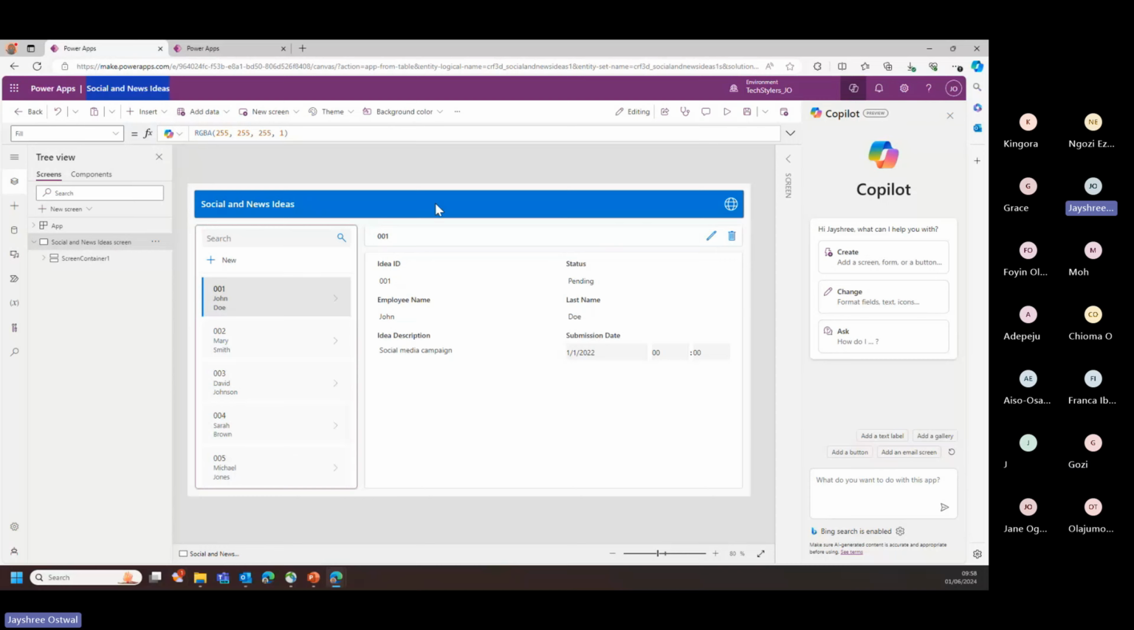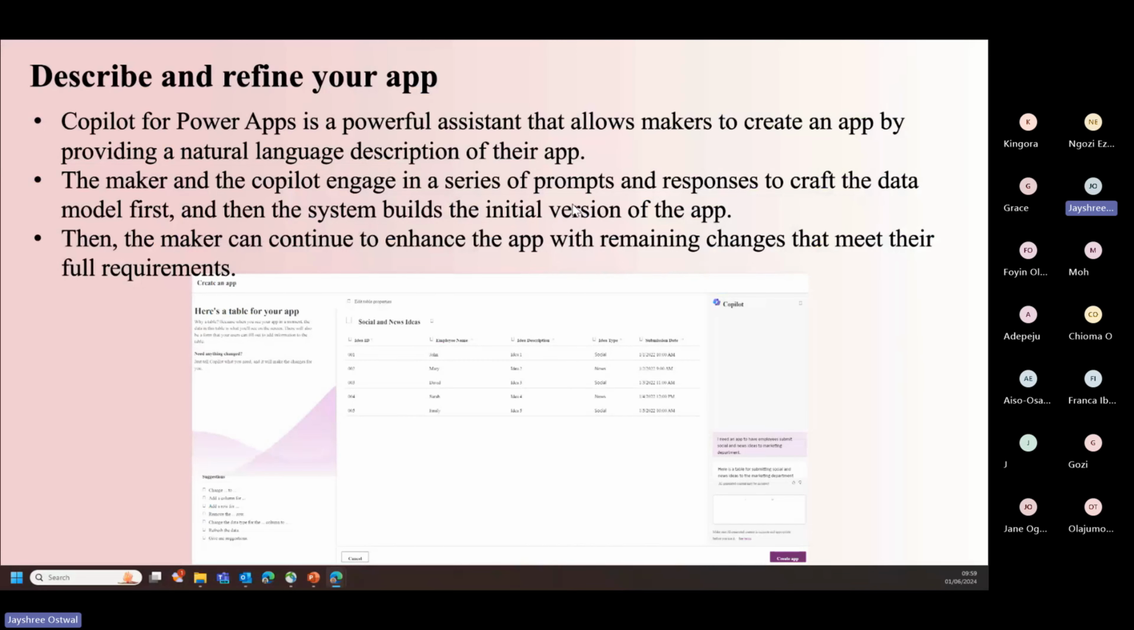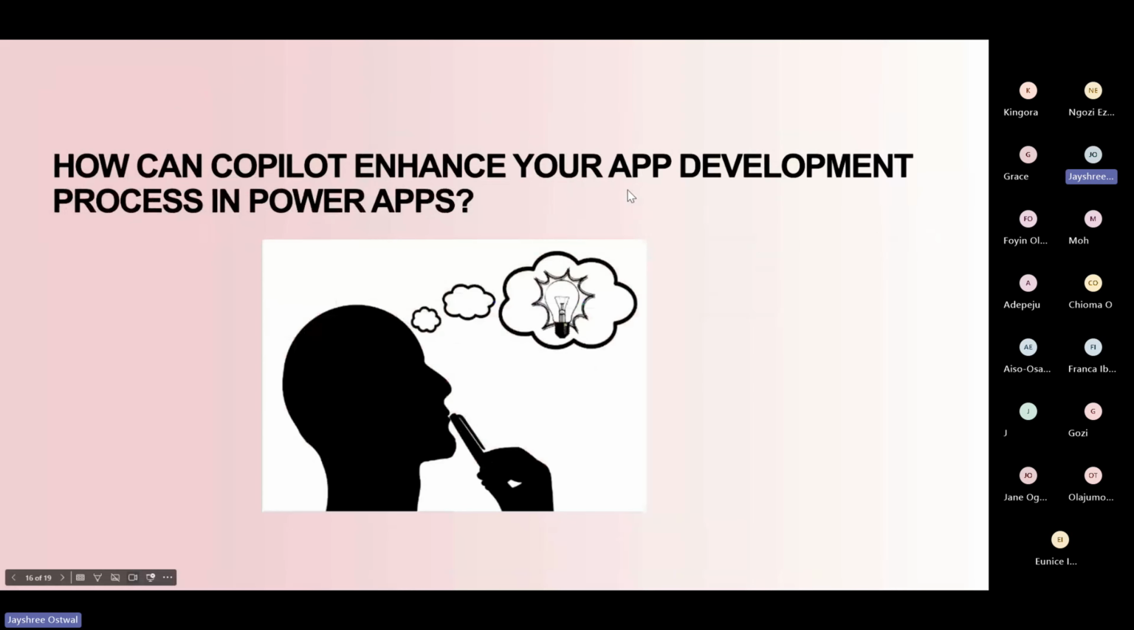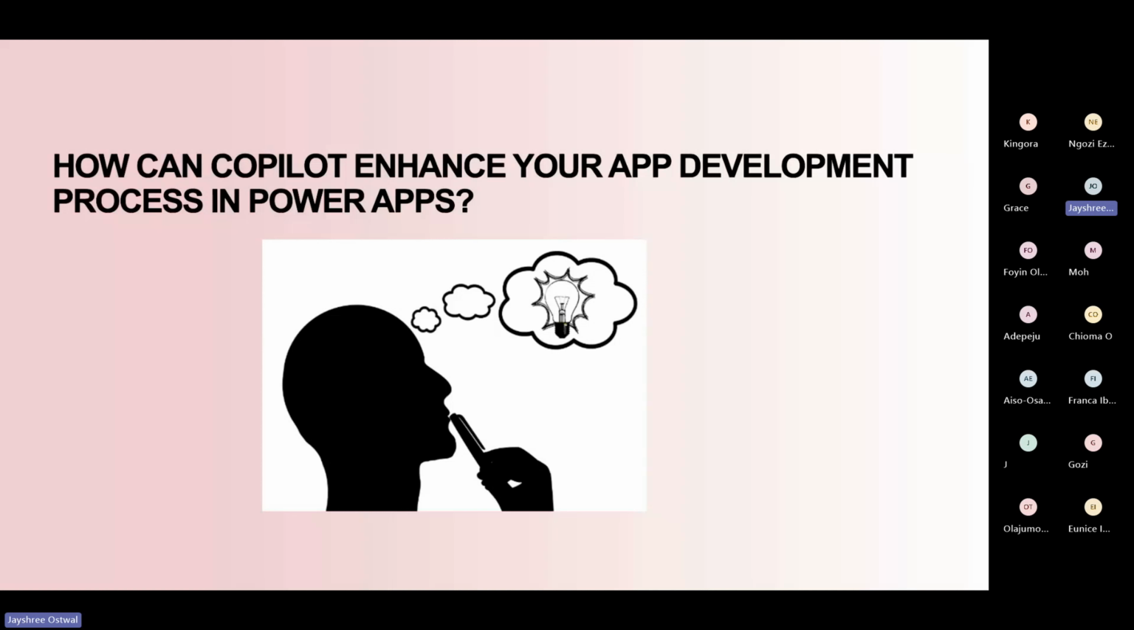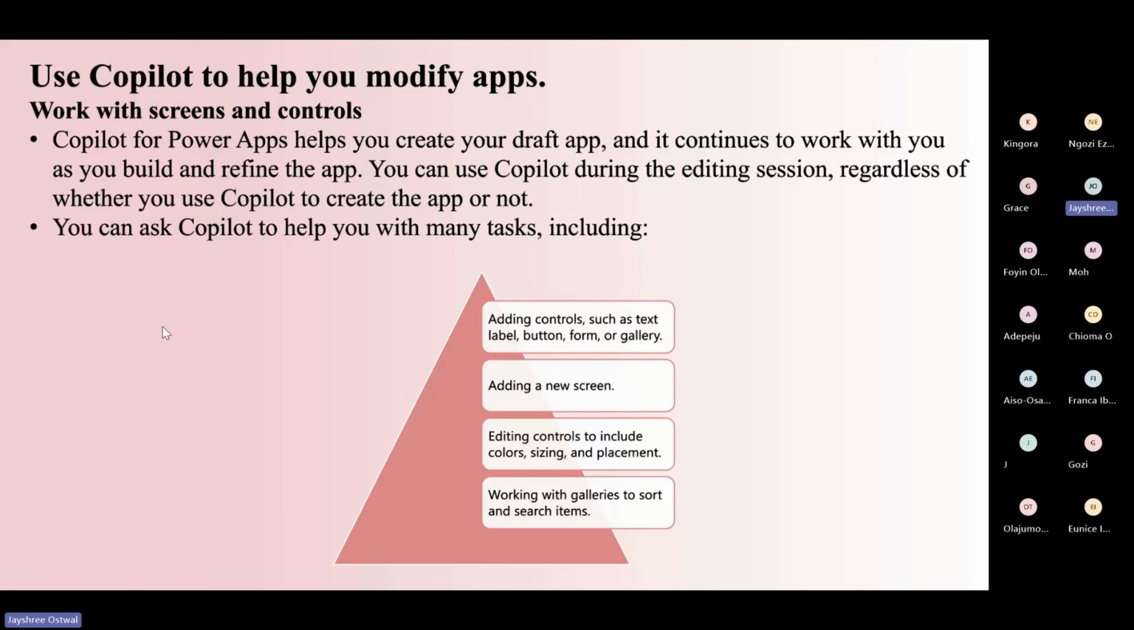Let's move to our PowerPoint presentation. So how we can refine our app. How can Copilot enhance our app development process in Power Apps? Do you have any ideas? What are the things which we can use and enhance our app development? So for example, we can do data validation, we can do data transformation. Likewise, we have changed the data format, or we have changed the column name, we added the columns. So these are the things which can be made easier with the Copilot.